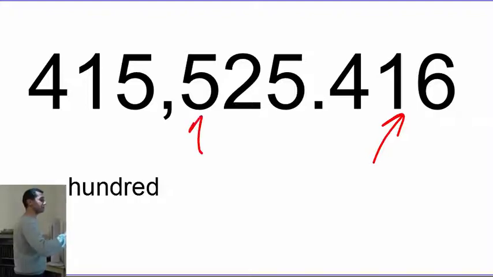So let's do one more example. How about this ugly number? Let's round this up to the nearest 100. I don't see th here. It's just 100. So which digit are we talking about? I know we are not talking about that. That's the decimal hundredth. We are talking about regular hundred, which is this.